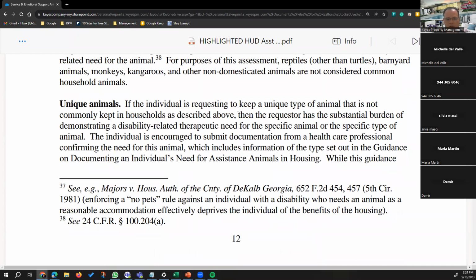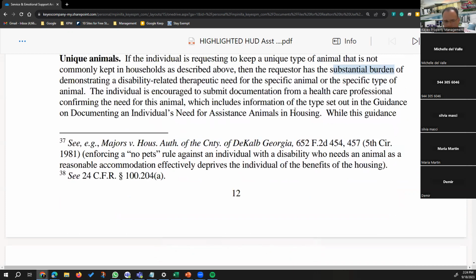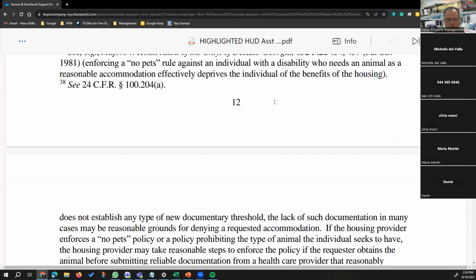Now, unique animals. If the individual is requesting to keep a unique type of animal that is not commonly kept in a household, then they have a substantial burden as tenants to prove that they really need that specific animal. That means the burden is on the tenant. The tenant has to prove that they can have that.